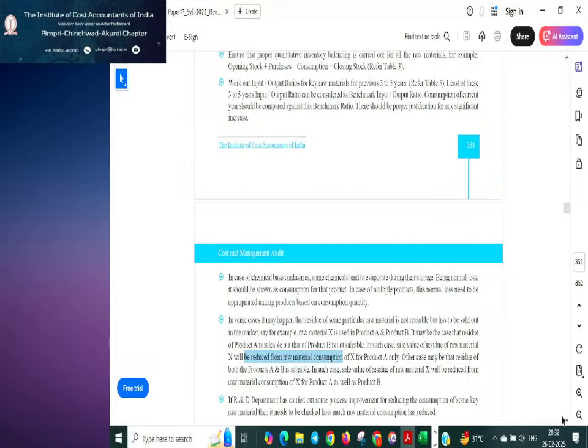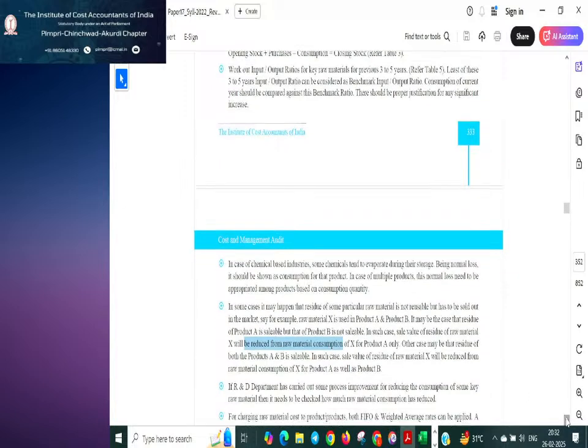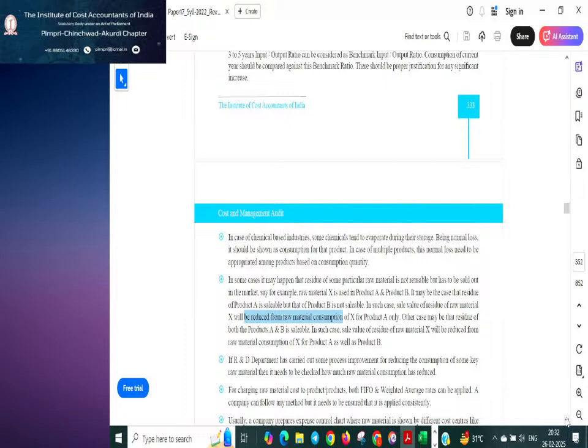Got it? So one is normal loss, another one is the loss that is happening, for which you are getting a sale value. If it is evaporating, you cannot do anything. But if it is in the form of waste and that is resaleable, you can sell it in the market and that can be adjusted.